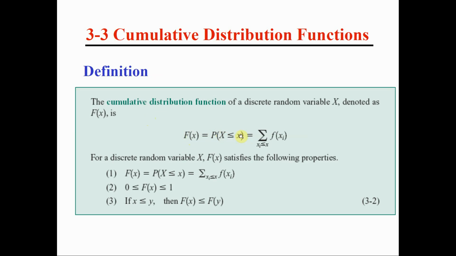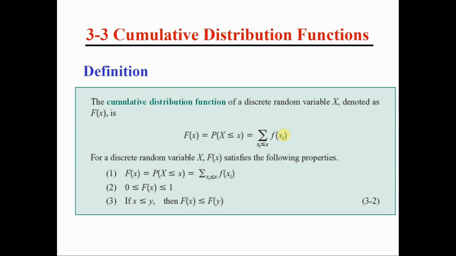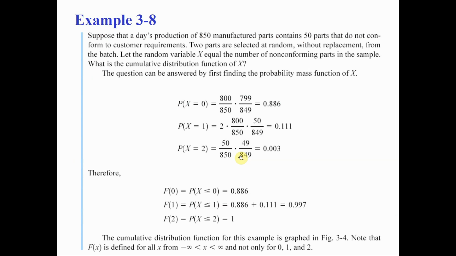Since it is less than or equal to value x, it would be a summation over all values of the variable which are less than or equal to x. So we sum up all the probabilities. You will see an example or multiple examples in which we do that. I think the best thing to avoid confusion and to avoid the dryness of just looking at the definition, let's look at an example right away.